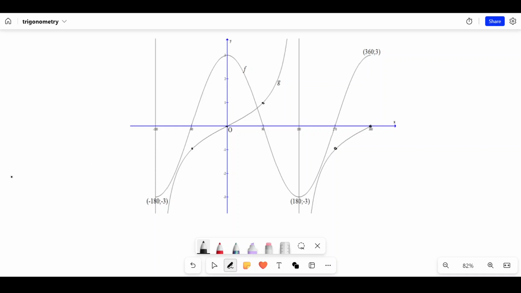So you label them and join them with a smooth curve. So this is the graph you are going to get for f of x, and don't forget to label your graph. This is f and it is g. Okay, now let's go to the question.